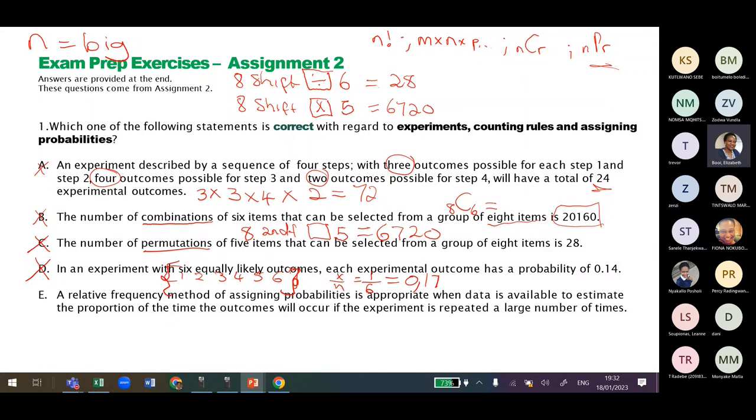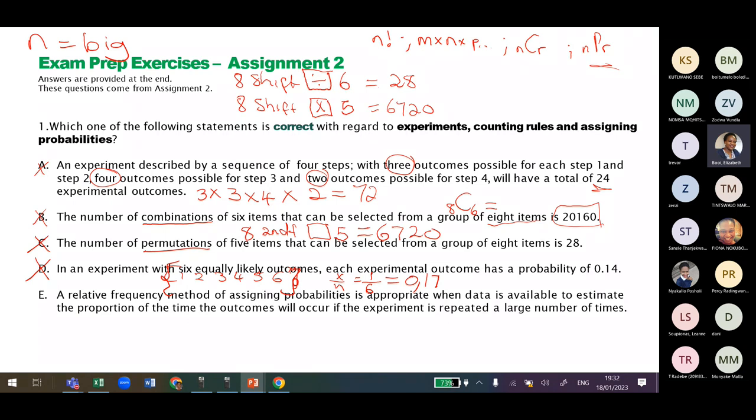The last one just gives you a definition of the experiment anyway. It is the relative frequency method of assigning probabilities when data is available to estimate the proportion, because remember probabilities are like your proportion. The proportion of selecting a value of 2 is 1 over 6, which is 0.17. That's a proportion. Estimating the proportion of the time an outcome will occur if the experiment is repeated. And if this gets repeated over time, you can also calculate those proportions or probabilities. So this is just a definition of experiment.